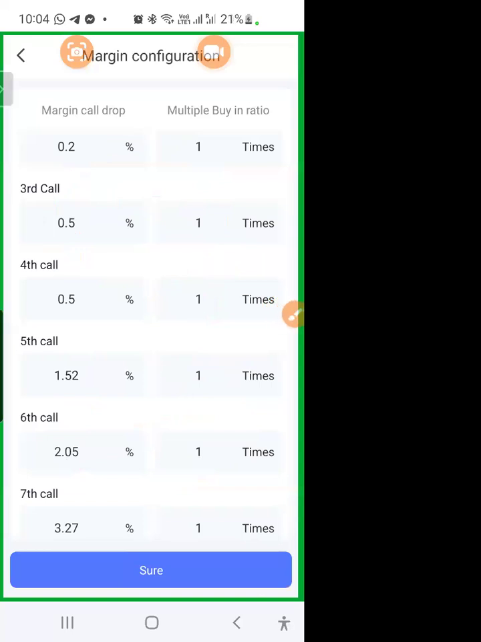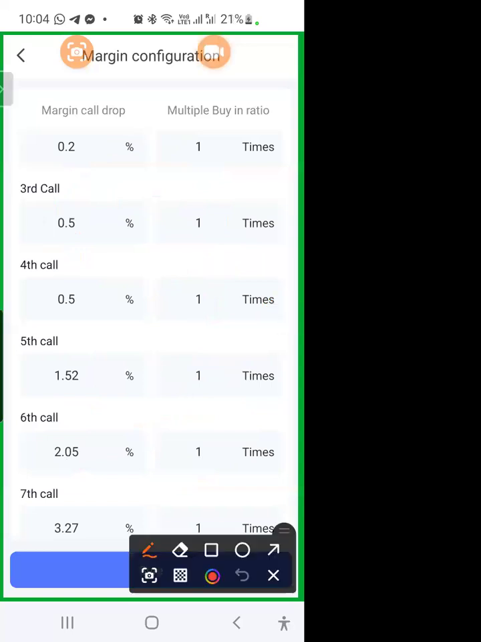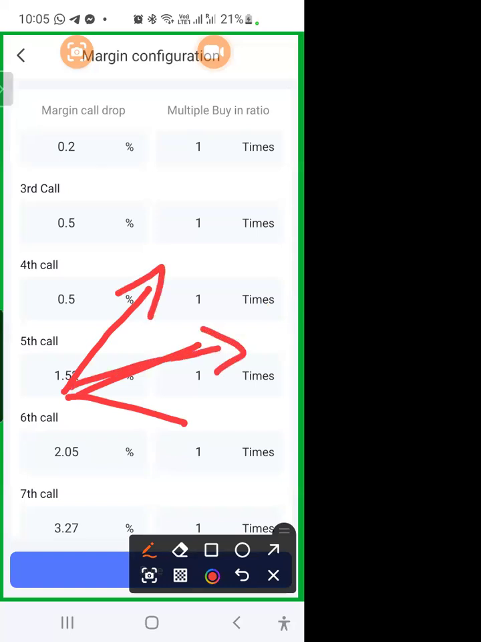Again here, allow me to explain this concept. People are asking, what is the meaning of these drops? Ladies and gentlemen, when you enter a trade, three things always happen. Market can go up, market can go sideways, market can go down.